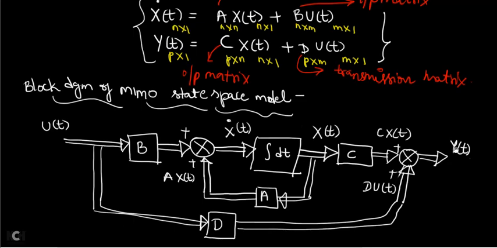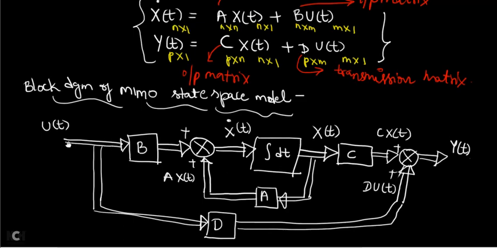Y of t is what? The output of the control system. And u of t means the input of the control system. X is the intermediate variable. That is why it is called the state variable. X means state variable, U means input signal, Y means output signal, and X means state variables, that means the intermediate variables. That is why x is used for the intermediate variables.